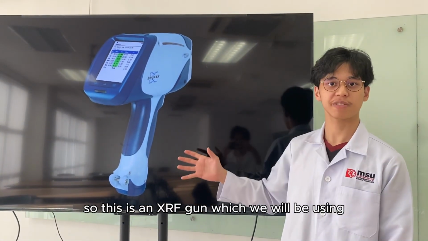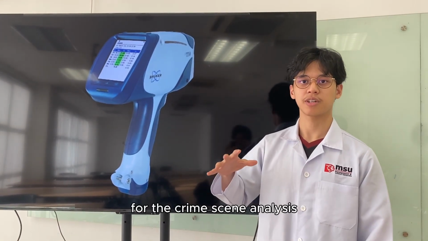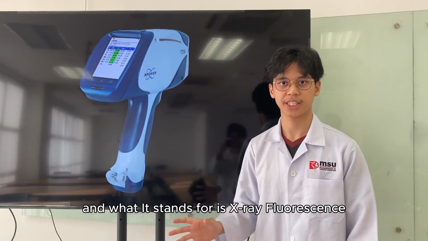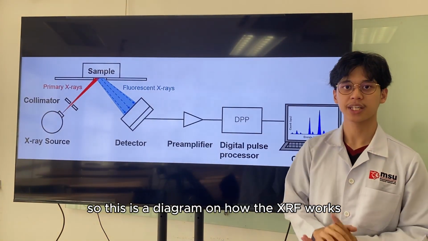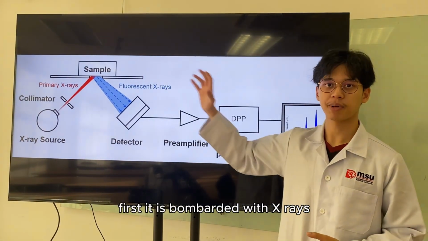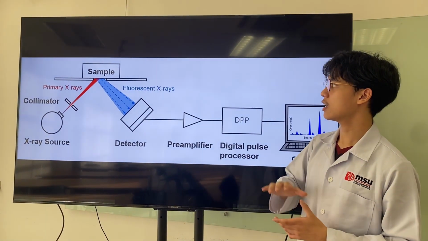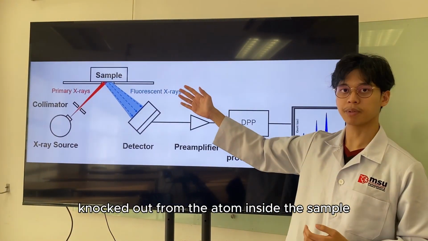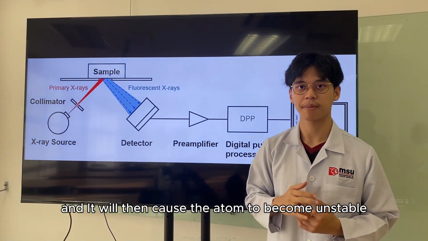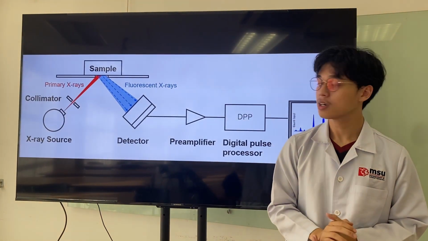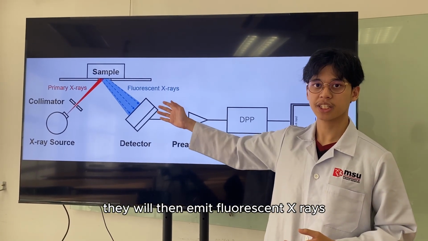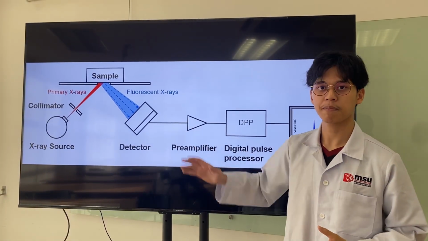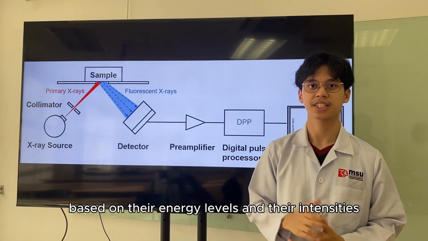So this is an XRF gun which we will be using for the crime scene analysis, and what it stands for is X-ray fluorescence. So this is a diagram of how the XRF works. First, the sample is bombarded with X-rays, and the inner shell electrons will then be knocked out from the atoms inside the sample, and it will then cause the atom to become unstable. Once it becomes unstable, it will then emit fluorescent X-rays, which will be detected by the detector, and the detector will show them based on their energy levels and their intensities.